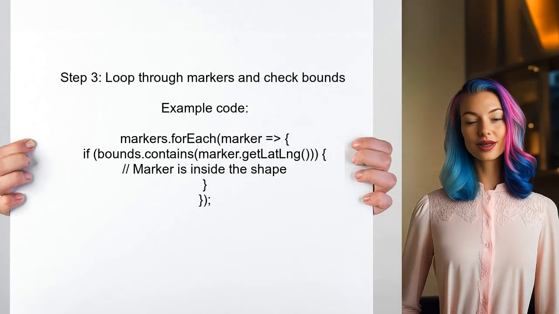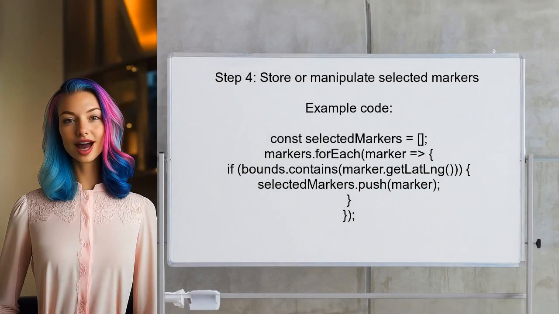Now, the user needs to loop through all the markers on the map. For each marker, we will check if it falls within the bounds of the drawn shape. Finally, the user can store or manipulate the selected markers as needed. This could involve editing their properties or displaying their information.